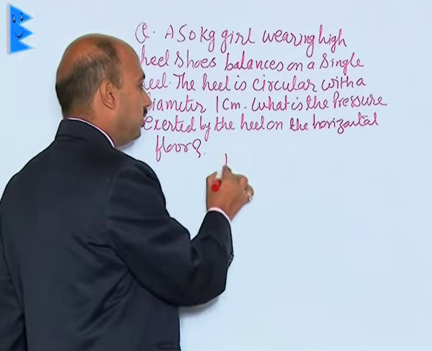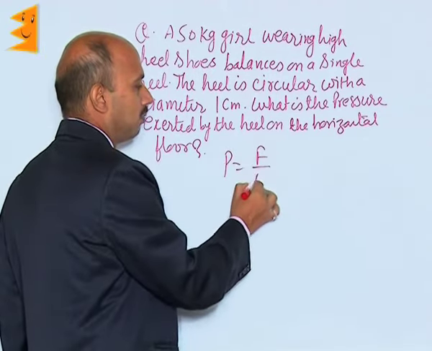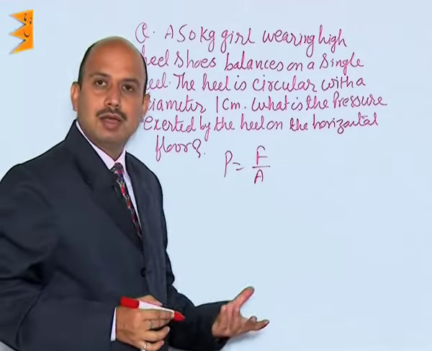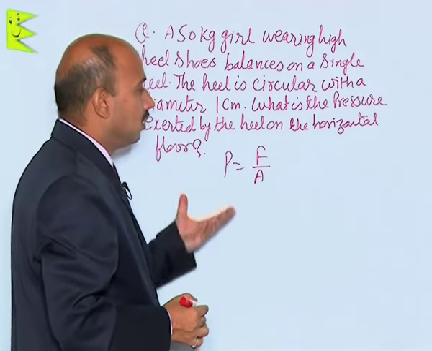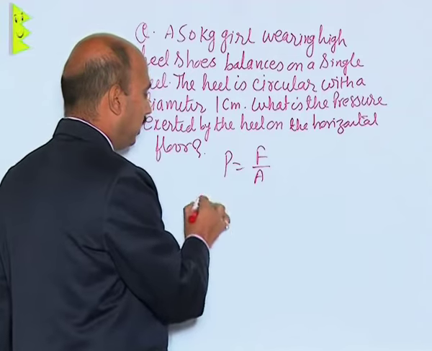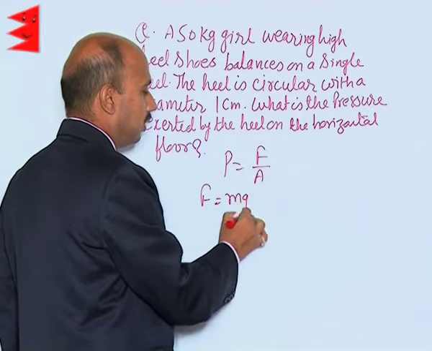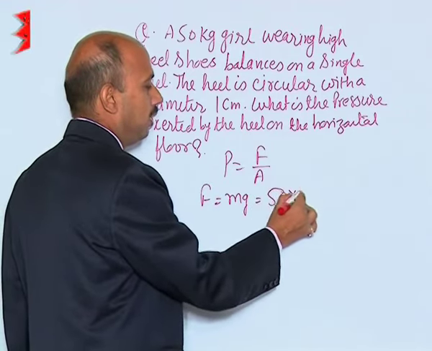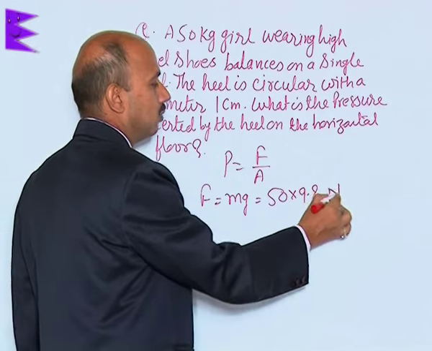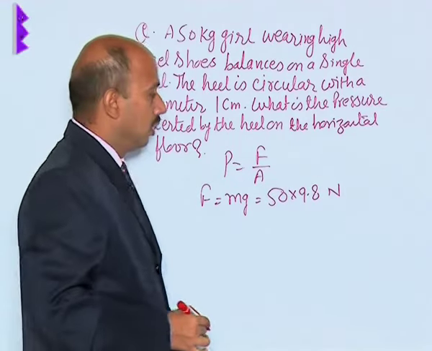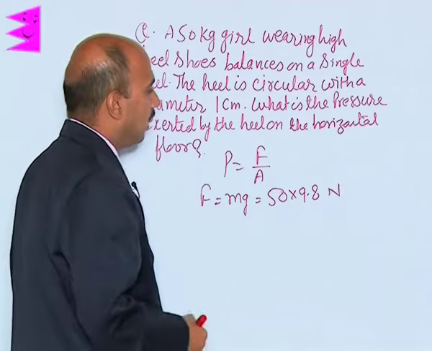For the pressure you need F upon A, force upon area. Force can be written as m into g, that is 50 into 9.8 Newton. Here g is the acceleration due to gravity.